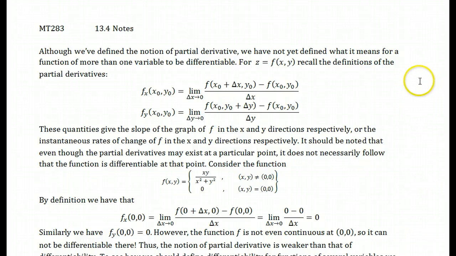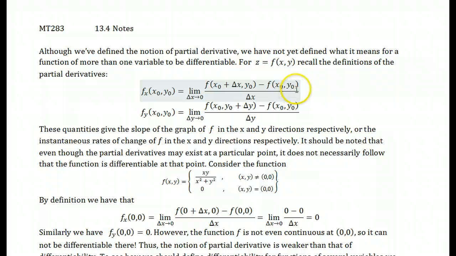I'm going to discuss section 13.4. Okay, this is our handout from that. That's in Anton's textbook. It's about the definition of differentiability for functions of more than one variable. We've already seen partial derivatives and limits for functions of more than one variable in this chapter. Okay, here's the definition of partial derivative.